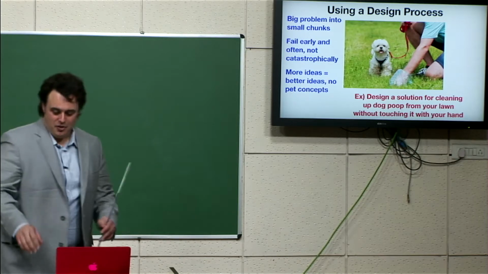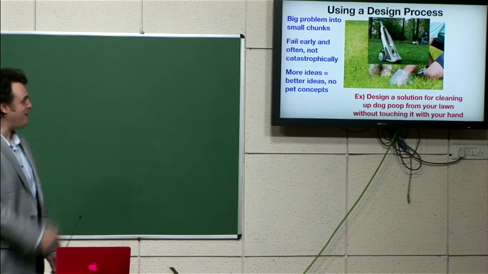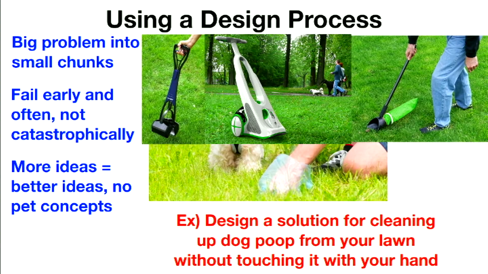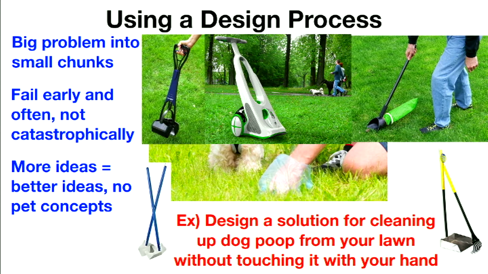So these are, you're touching on real products. Here's the vacuum cleaner. Here's the scooper. Here's a bag that scoops in a little different motion. There's kind of a rake system. Here's a gripper system. These are all great. But this was a bit of a trick, because I said design a solution for cleaning up dog poop from your lawn that doesn't require touching it with your hand.